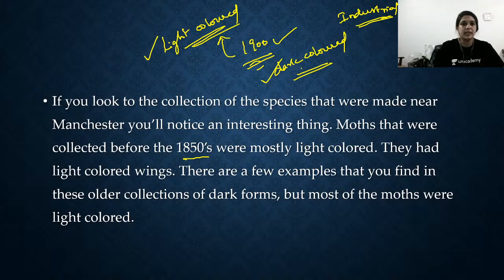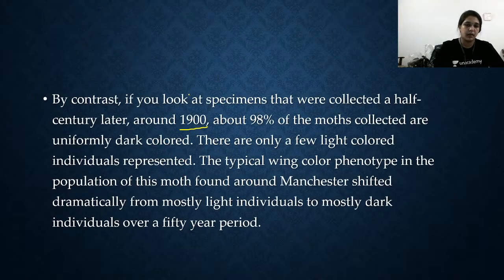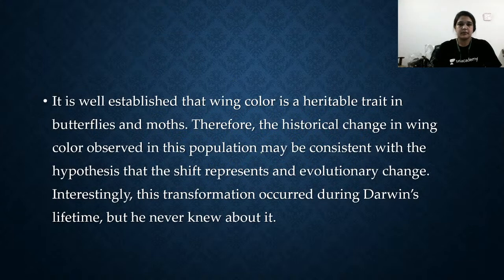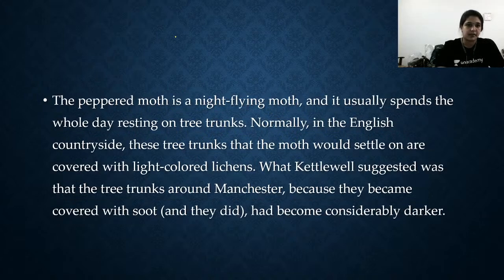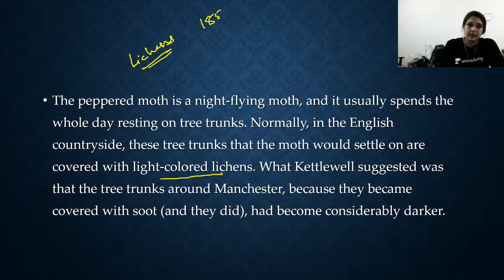During that time, these moths, as we know very well, move around during night time. In daytime, they rested on tree trunks. On these tree trunks there was algal growth, the light colored lichens. So these lichens were light in color. Before 1850s, they were light in color. So when these moths were resting on these lichens, they had this camouflage.